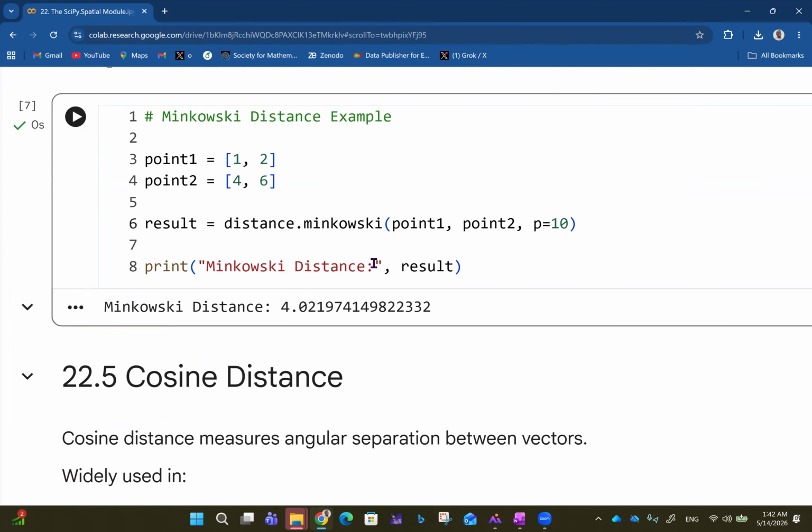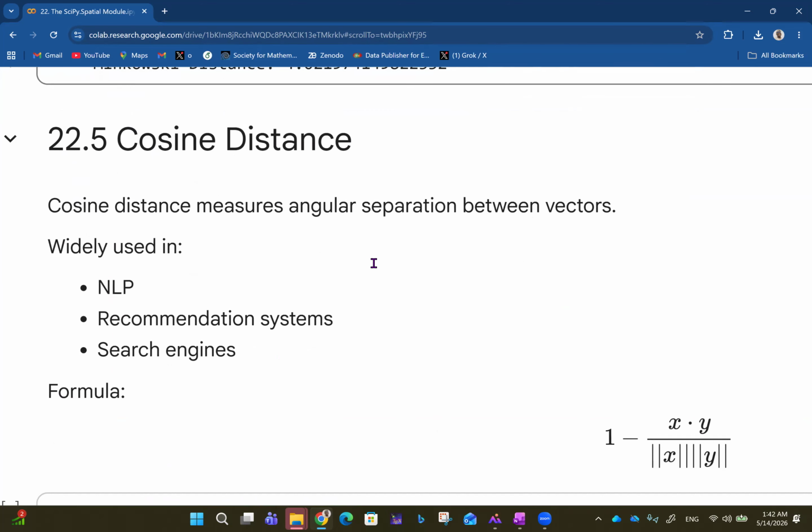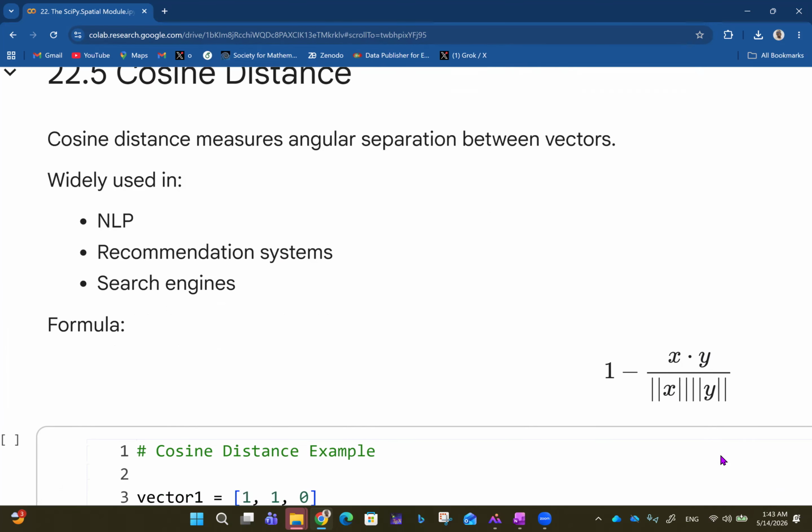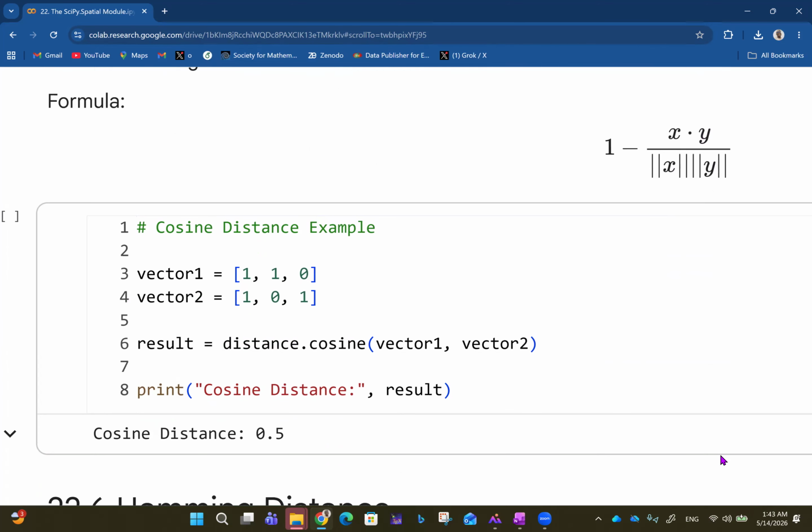Then we have cosine distance. The cosine distance measures angular separation between vectors. Okay, and it is widely used in natural language processing, recommendation systems, and search engines. The formula is 1 minus the dot product of x and y. So in this sense, just assume that x is for a particular data, maybe a column, a variable in a data set, and y is another variable in a data set with several data points. Just imagine that, and then you have the modulus of x multiplied by the modulus of y, like that. So 1 minus all that gives you the cosine distance.